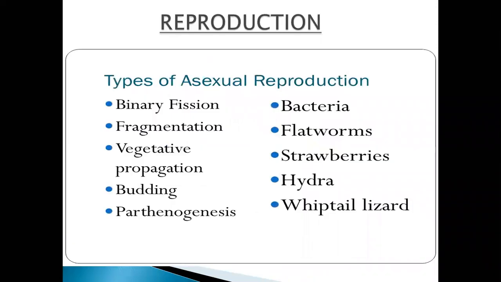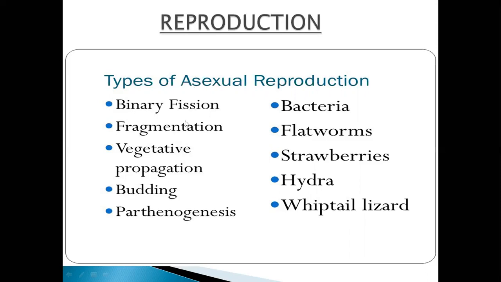So let's see the types of asexual reproduction. You can see here the different methods of asexual reproduction. The first one is binary fission, then fragmentation, vegetative propagation, budding, and parthenogenesis. Binary fission takes place in bacteria. Fragmentation takes place in flatworms. Vegetative propagation takes place in strawberries and many other species. We will see it later. Budding takes place in hydra, and parthenogenesis in whiptail lizards. We'll see each of them one by one.